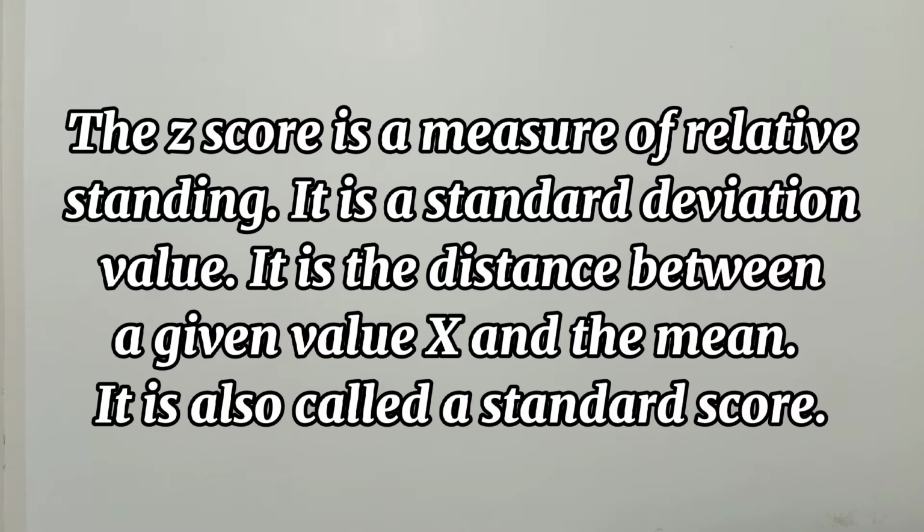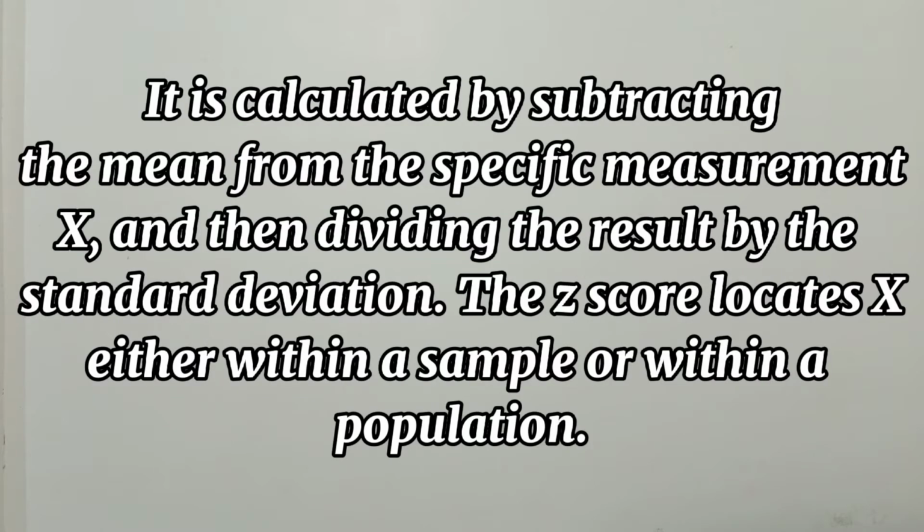It is a standard deviation value. It is the distance between a given value x and the mean. It is called the standard score. It is calculated by subtracting the mean from the specific measurement x and then dividing the result by the standard deviation. The Z-score indicates x either within a sample or within a population.